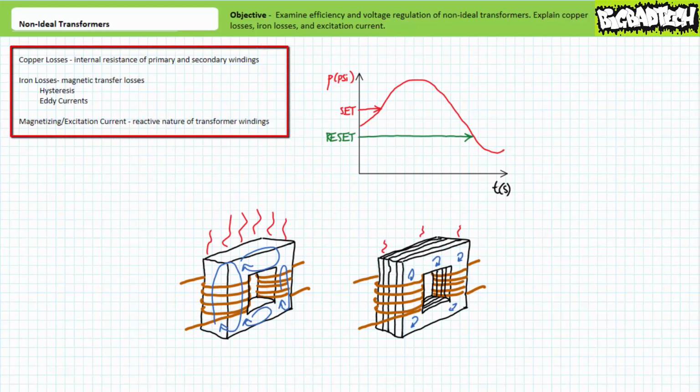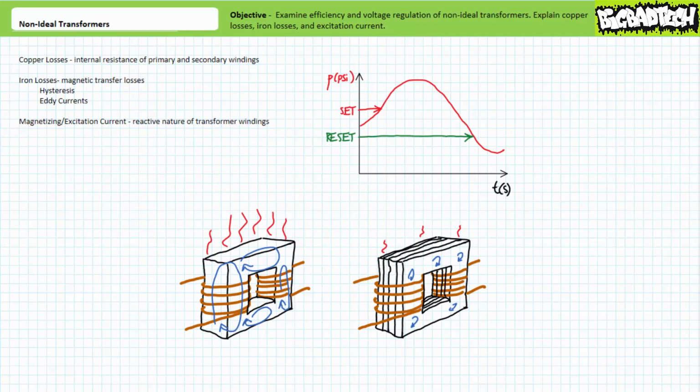In summary, copper losses explain transformer inefficiencies due to small but measurable winding resistance. Iron losses account for losses in the magnetic transfer of power due to hysteresis and eddy currents. And finally, magnetizing or excitation current accounts for the reactive nature of a transformer. Let's see if we can come up with a workable model for a transformer accounting for these realities.